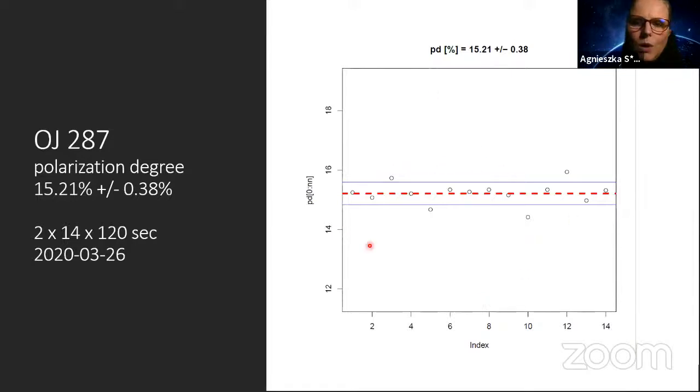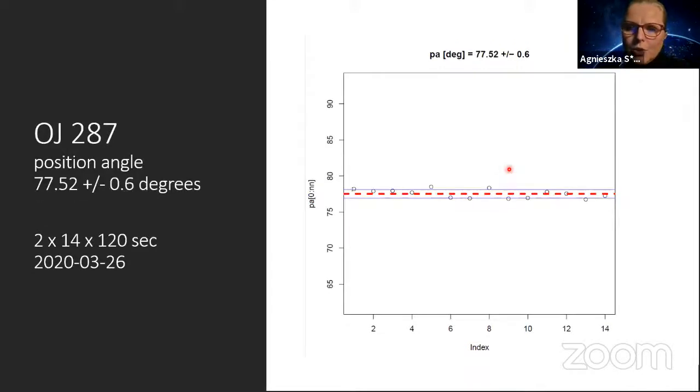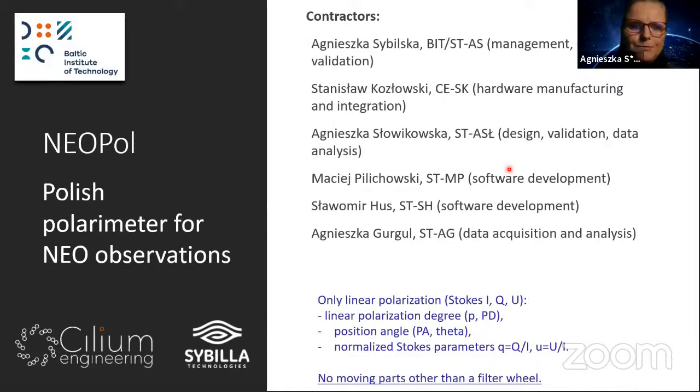Here you see one of the observations taken in March last year. Of course, you need to use two Savarts in sequence, right? First two, and so on. So you have two Savarts multiplied by 14 by 120 seconds. And this is the result for OJ287 for one day, and this is the position angle with the error below 1 degree.